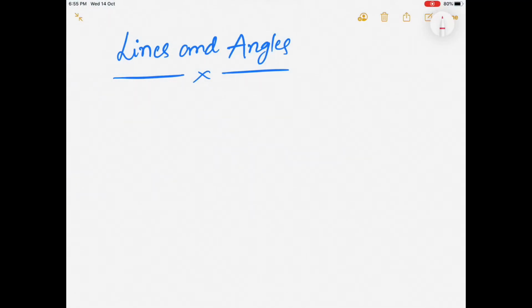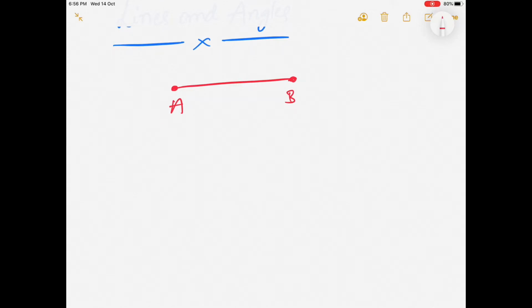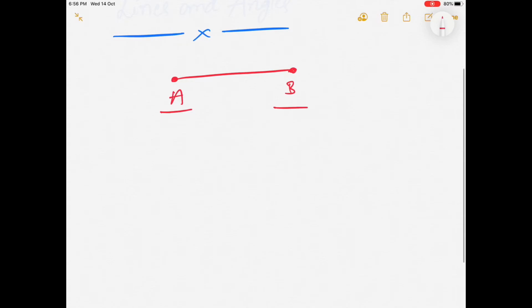Today in this video we are going to start our new chapter, lines and angles. We have studied that a minimum of 2 points are required to draw a line. In this manner, here are our 2 points A and B. So minimum 2 points are required to draw a line, and we have studied some axioms also to prove our statements. Now let's understand some basic terms and definitions.